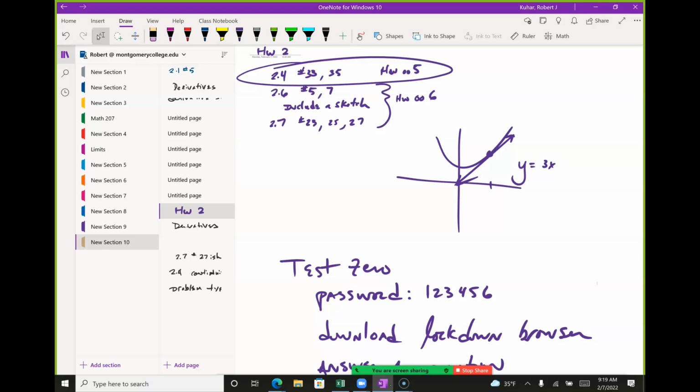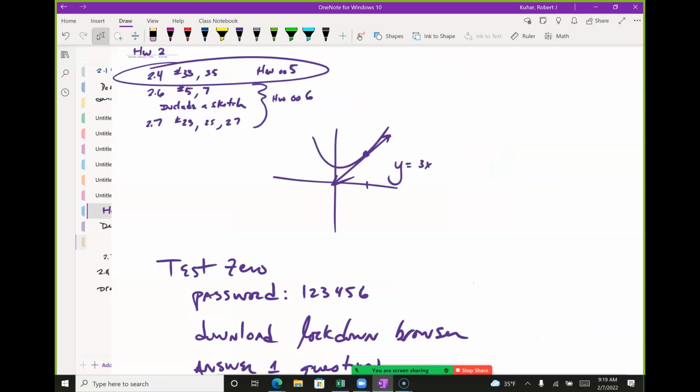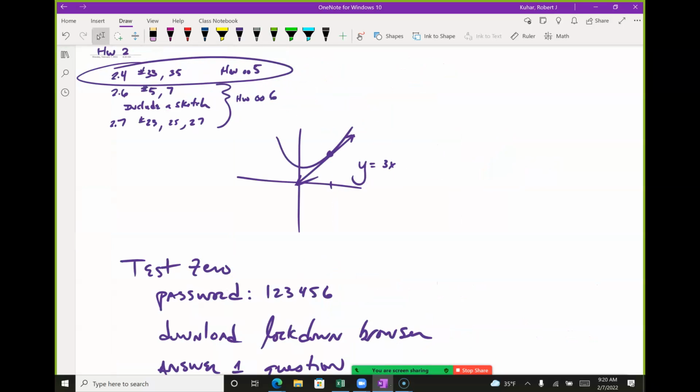Professor, on the test, do you value work a lot? Yes, partial credit. I give partial credit. The only way to get 0 points is to leave it blank, or just write the question over, or just give me a picture of an angry fish, something like that. Something arbitrary.